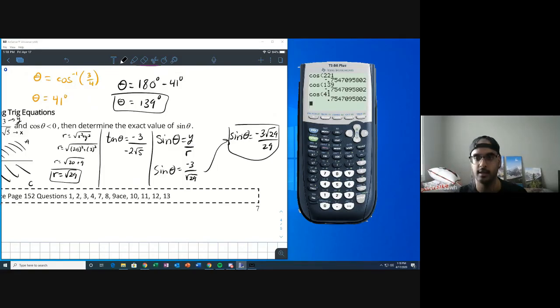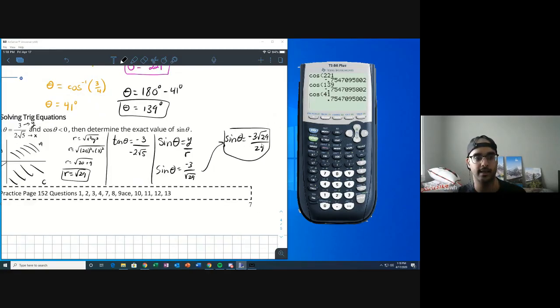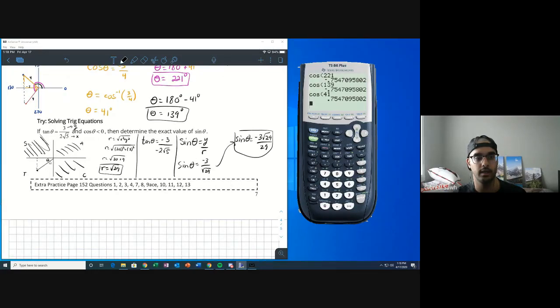This now says that sine is negative, which means it has to be in quadrant 3 exactly where we need it to be. If I said sine was positive, it would be in a different quadrant, which wouldn't match with the information we were given. I didn't have to find the actual angle, just the exact value of this.